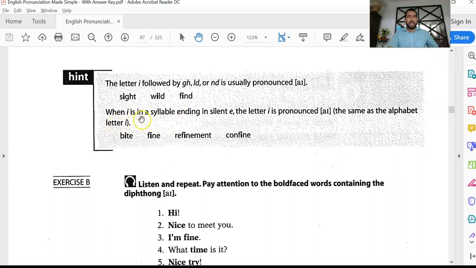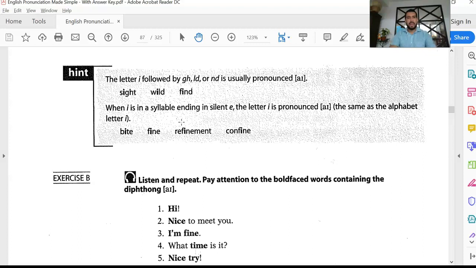And when I is in a syllable ending in E, the letter I is pronounced I, the same as the alphabet letter I. Okay, we have bide, find, refinement, and confine.